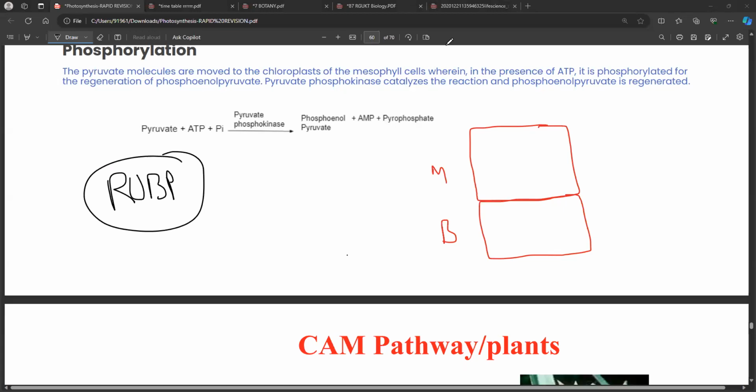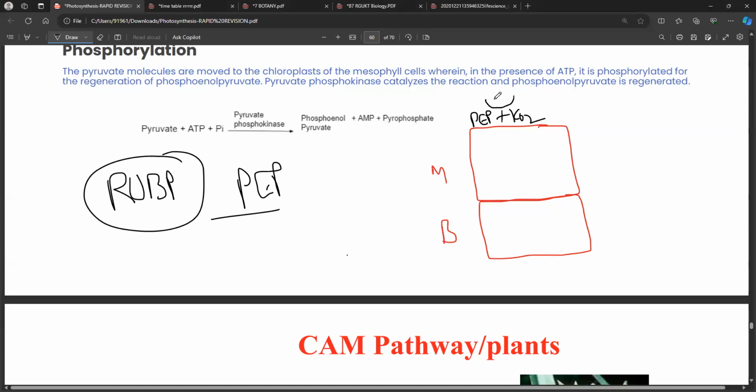Most people are giving wrong answers. I am asking about the acceptor, which is PEP. PEP is how many carbon? 3 carbon, right? Phosphoenol pyruvate, which is the 3 carbon that accepts 1 carbon from the atmosphere.